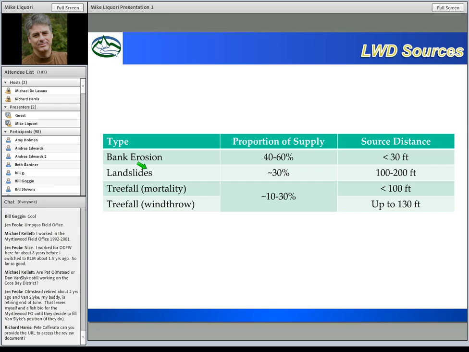One of the other dominant sources is stream-adjacent landslides. They were responsible for about 30% of the total wood recruitment in California, or at least in the north coast of California. And the source distances tend to be up to about 200 feet or so.